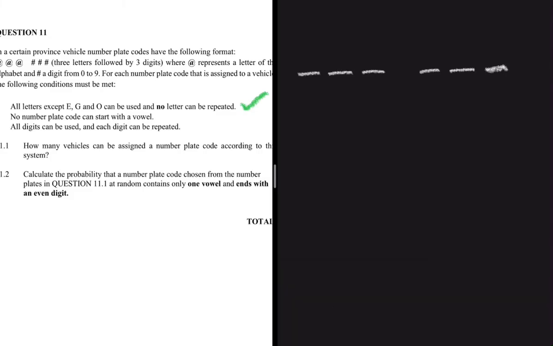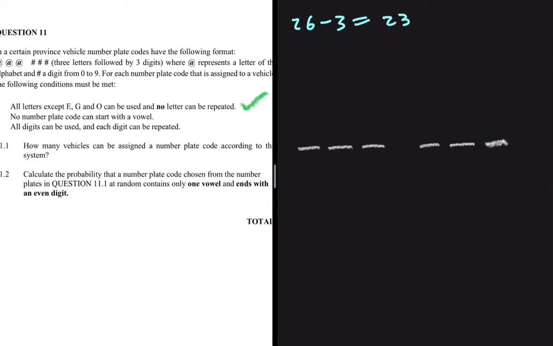So let's make sense of that. We have 26 letters in total. E, G, and O cannot be used. So that is 26 minus 3, which is equal to 23. So we are only left with 23 letters that we can use.